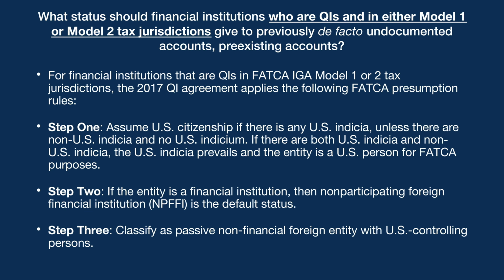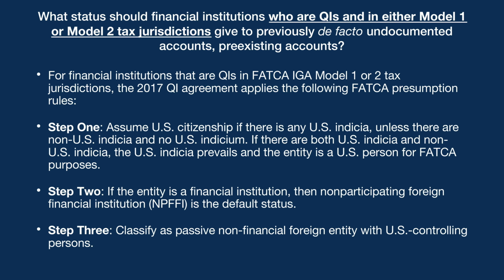What status should financial institutions who are QIs, and in either Model 1 or Model 2 tax jurisdictions, give to previously de facto undocumented accounts that are pre-existing accounts? For financial institutions that are QIs in FATCA Model 1 or FATCA IGA Model 2 tax jurisdictions, the 2017 QI agreement applies the following presumption rules.